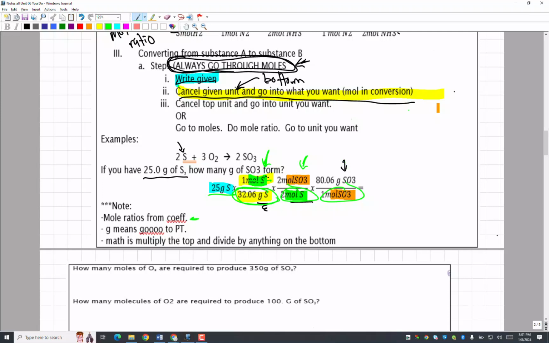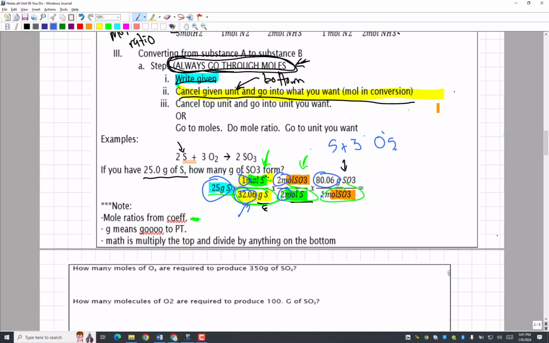Mole ratios come from coefficients. Little g means grams, and little g means go to the periodic table, that's 32.06. This right here is S plus 3 O's, all right? Math is multiply on top and divide by the bottom, so what I'm doing in my calculator here is 25 times 1 times 2 times 80.06 divided by 32 divided by 2 divided by 1.